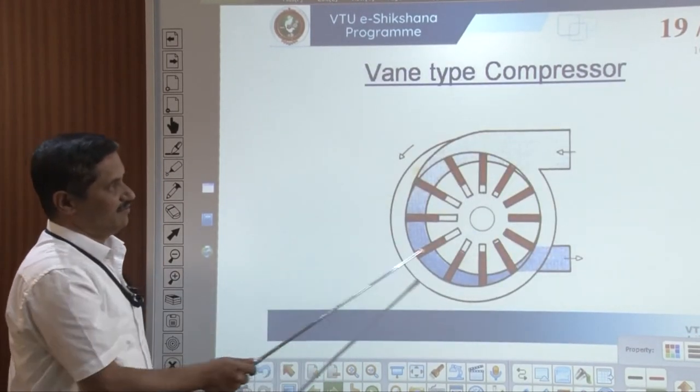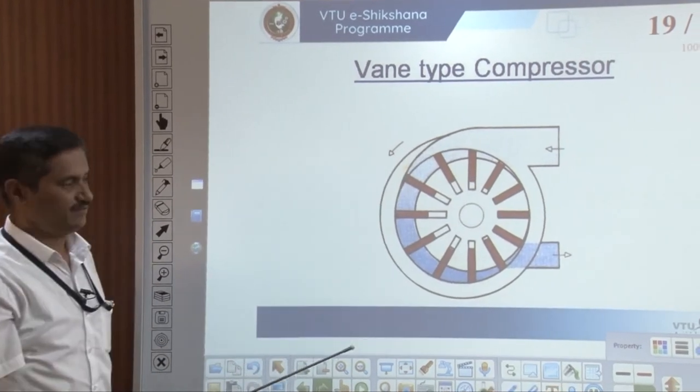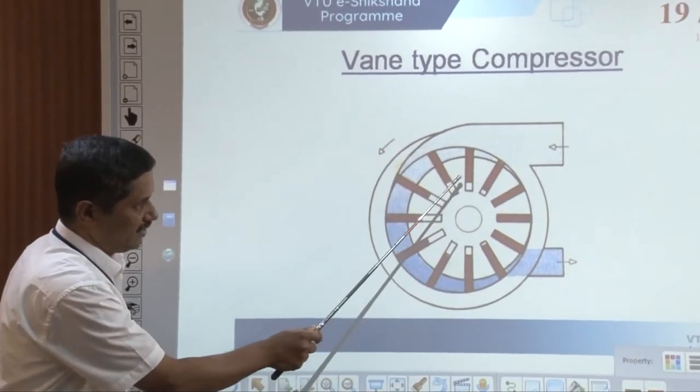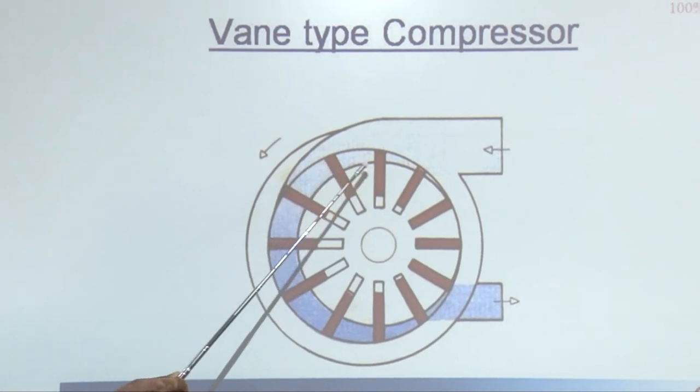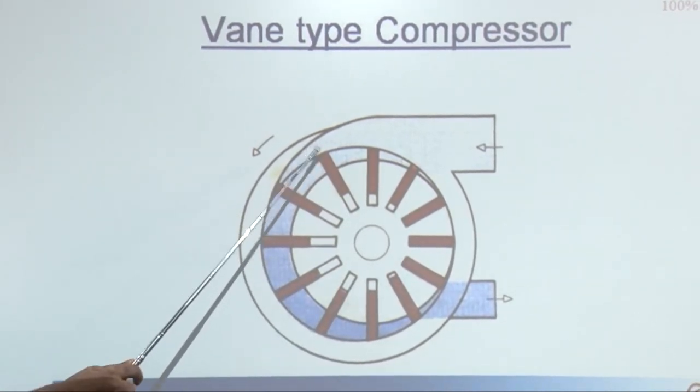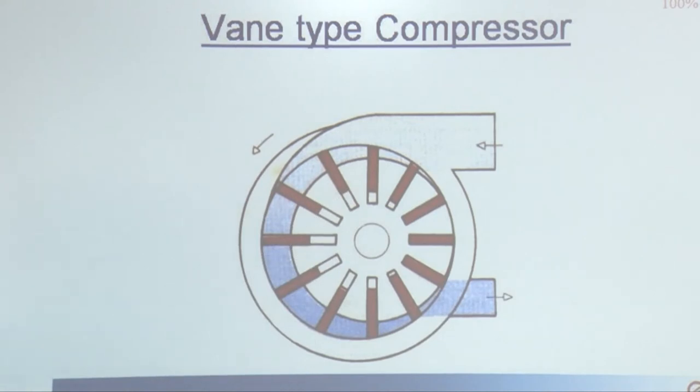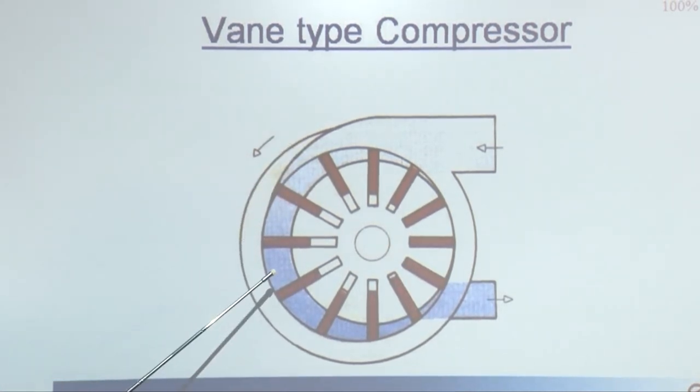In the next figure, I am showing you a vane type of compressor. Here a rotor and a casing are there. On this rotor, radial slots are made. You can find these slots, and in these slots the vane blades are inserted. As it rotates, the blades move out and seal the periphery of the casing. Hence it creates a pocket, and as you rotate, vacuum takes the air in and delivers it out. This is how the rotation will be done.